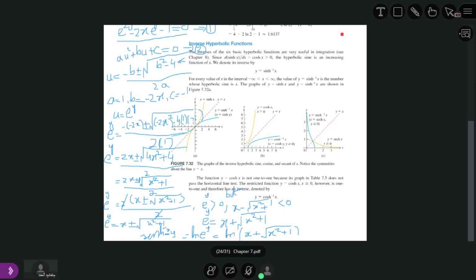Thus we get y equal to ln of x plus square root of x square plus 1. Now what is y? If we go back to the first step, y is equal to sine hyperbolic inverse x. Thus we conclude that sine hyperbolic inverse x is equal to ln of x plus square root of x square plus 1. This is the solution of sine hyperbolic inverse x.